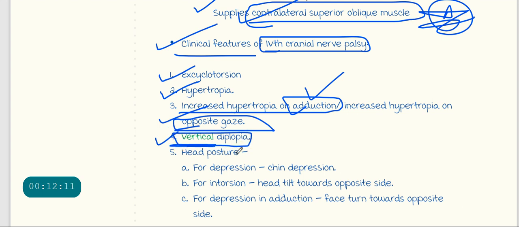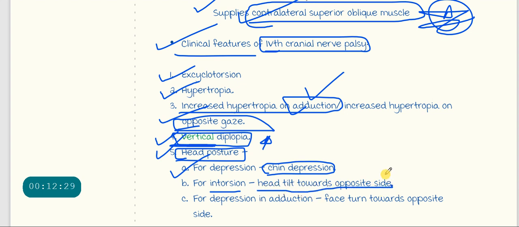Then the fifth comes the head posture. There is a chin depression over here. Intorsion, so head tilted towards the opposite side is seen. In adduction, the face turns towards the opposite side. So these three things are seen in the head posture.